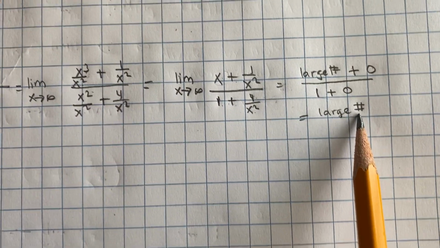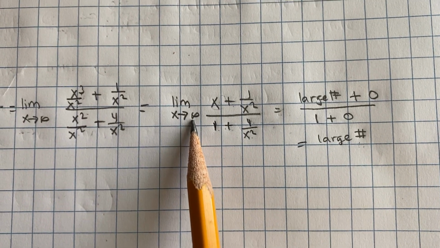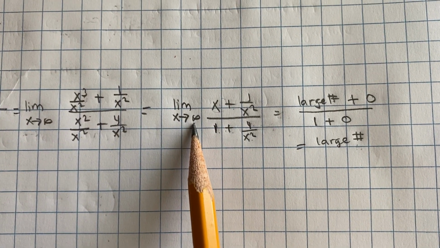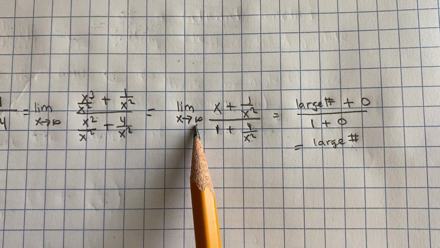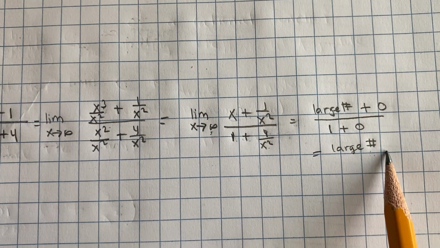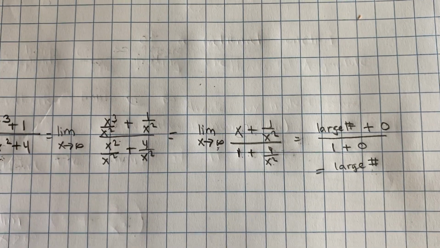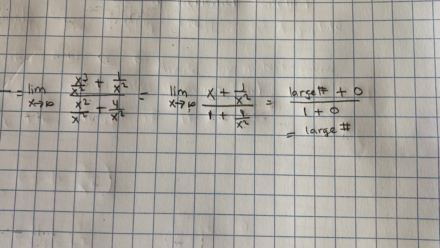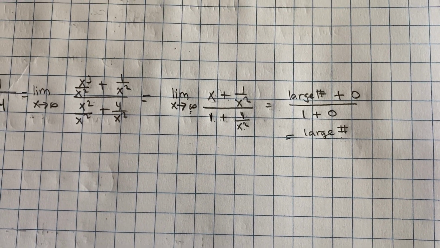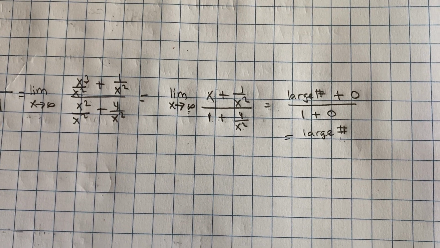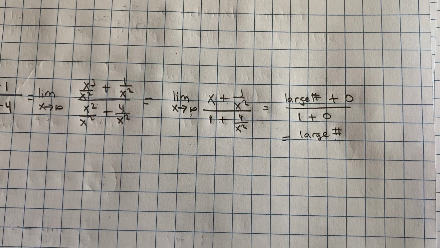Now, think about it. This large number, we don't know what that number is, because x is approaching infinity. It could be a million, it could be a billion, it could be a trillion. And so do we say the final answer is infinity, or do we say it does not exist? Some textbooks say you could just say it's infinity, but based on the answers in your textbook, we're just going to stick with their definition.